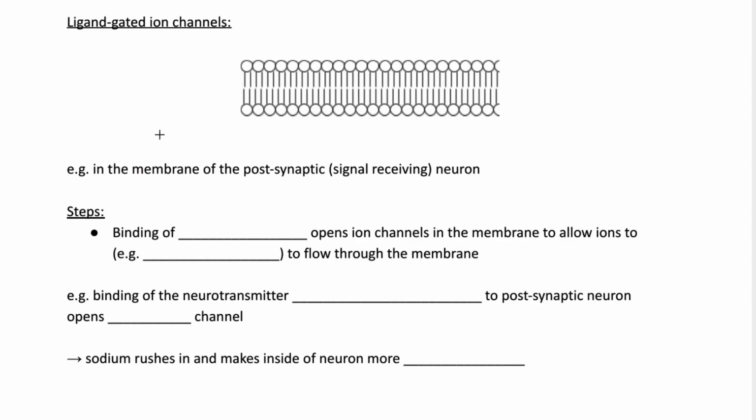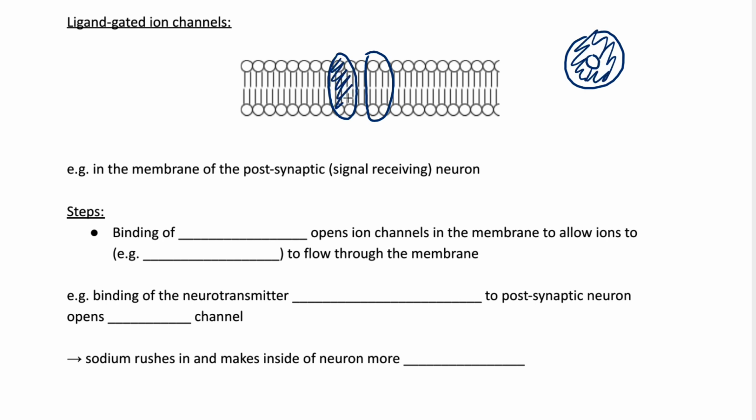Third up are ligand-gated ion channels. If this is a cell membrane where this is the outside and this is the inside, then in cross-section we might imagine a ligand-gated ion channel to look like this. If you look at it from the top, it might look more like a donut. It's got a core here of a channel that allows ions to pass through if it's open, and then this is the protein on the outside.